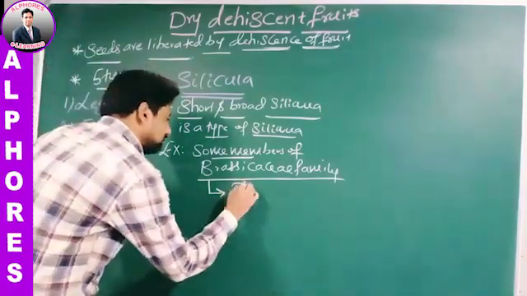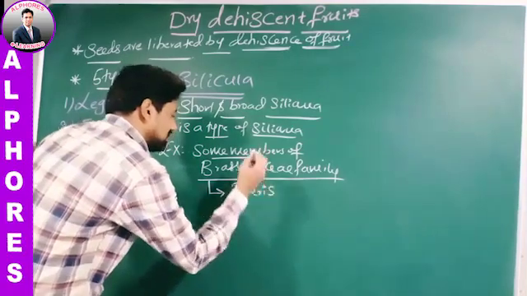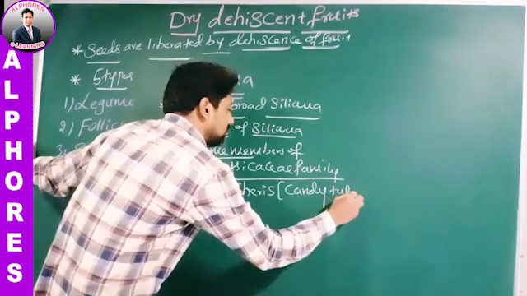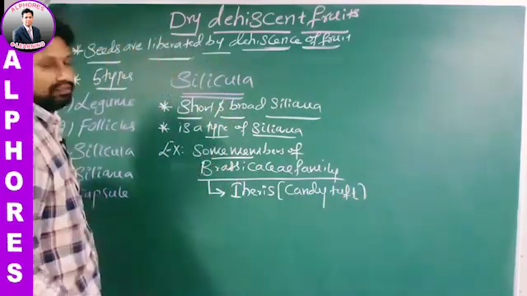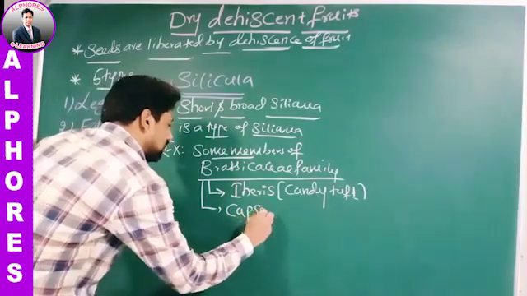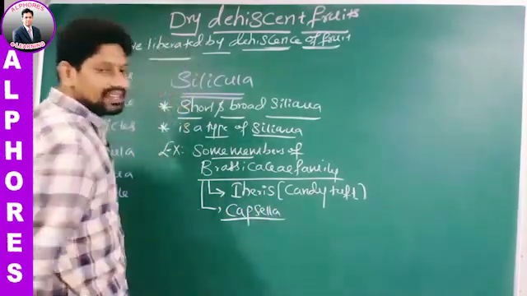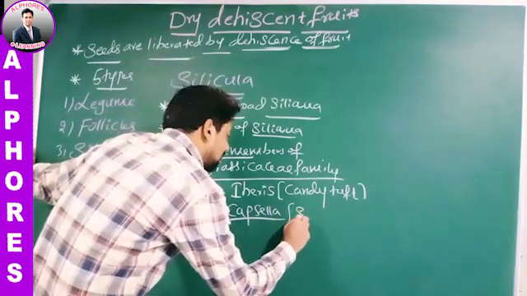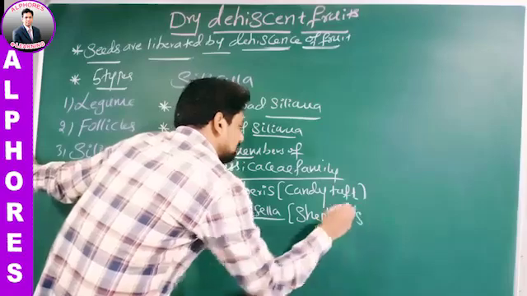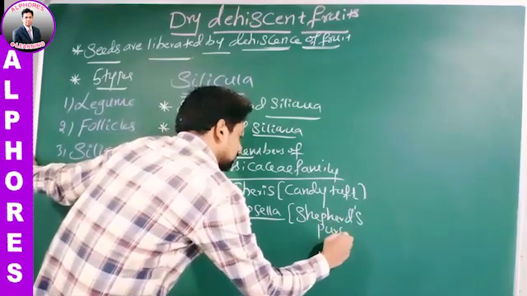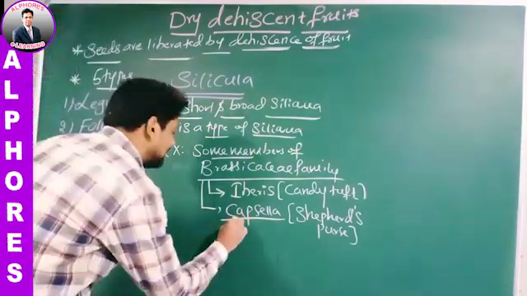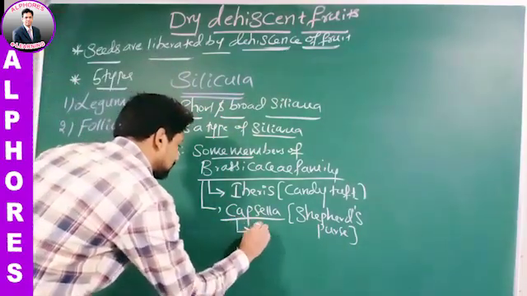Iberis. Iberis means what? Candy tuft. We got in inflorescence. Candy tuft, T-U-F-T. Second example is Capsella. What is, sir? Capsella. Sir, this Capsella is commonly called as a shepherd's purse. Okay. Sir, this Capsella is a typical angiospermic plant.